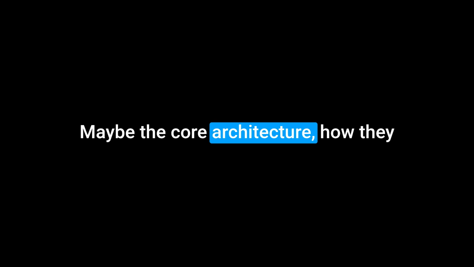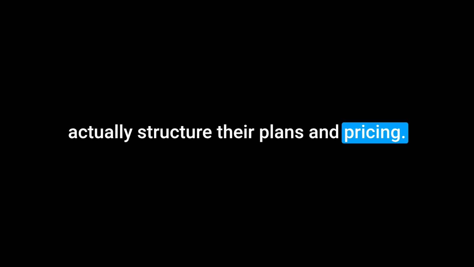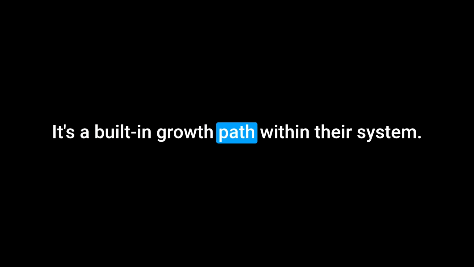Maybe the core architecture, how they actually structure their plans and pricing. Yeah, that's a good place to start because interestingly, both GetResponse and ActiveCampaign follow a similar philosophy here. It's often called land and expand. Land and expand, okay? Meaning they get you in the door. Exactly. They get you in, often with a lower cost or even free option, make it easy to get started. But they strategically place more advanced features or remove certain limits in higher tiers. So as your business grows and your needs become more complex, you're naturally encouraged, maybe even required, to upgrade. It's a built-in growth path within their system.